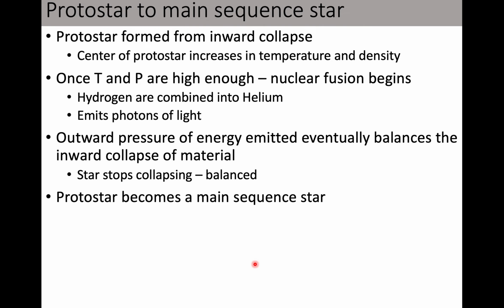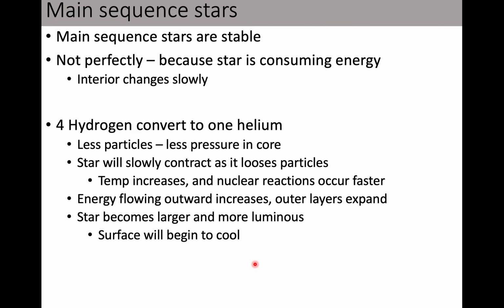So that outward pressure of energy is going to eventually balance the inward pressure to the point where the star is going to stop collapsing. It will be stable. So once that star reaches a stable size, it has become a main sequence star. Main sequence stars are very stable. Not perfectly, because the star is always consuming energy, but for the most part, main sequence stars are very, very stable.